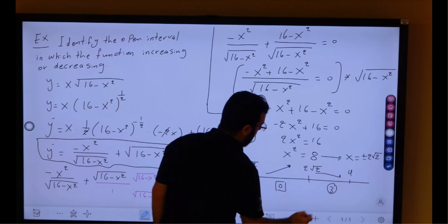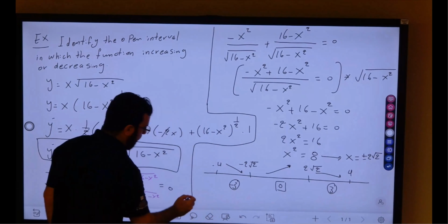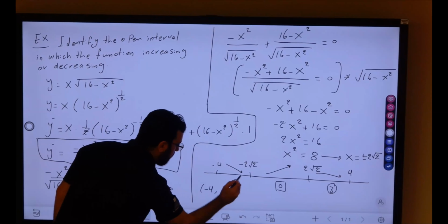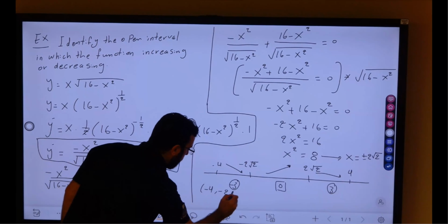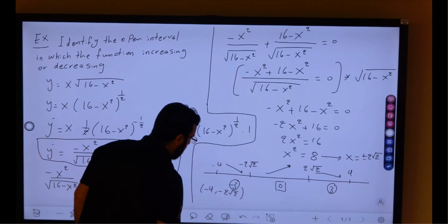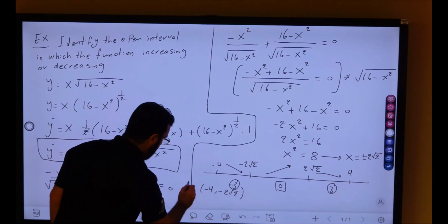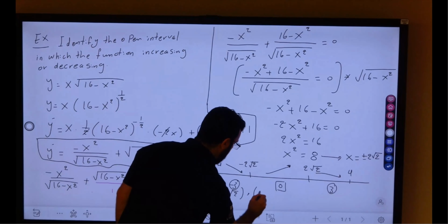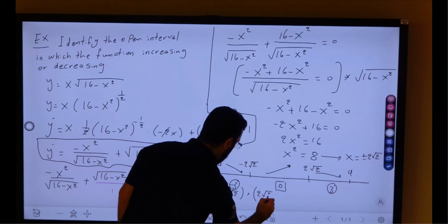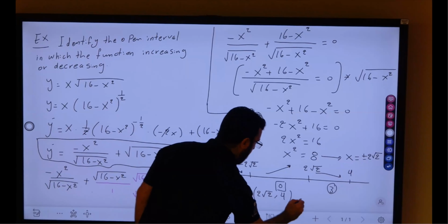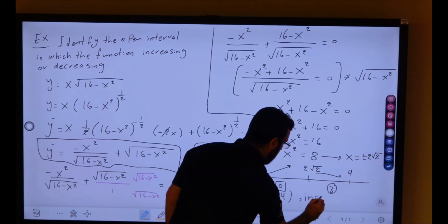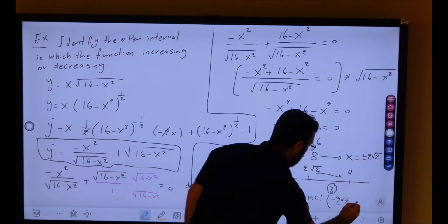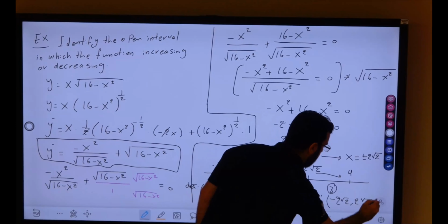That means it is decreasing from -4 to -2 square root of 2. This is the decreasing interval. And the other interval is 2 square root of 2 to 4, and the increasing one is from negative 2 square root of 2 to 2 square root of 2.